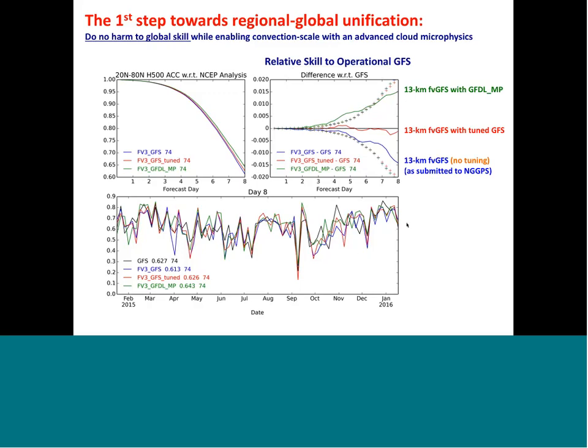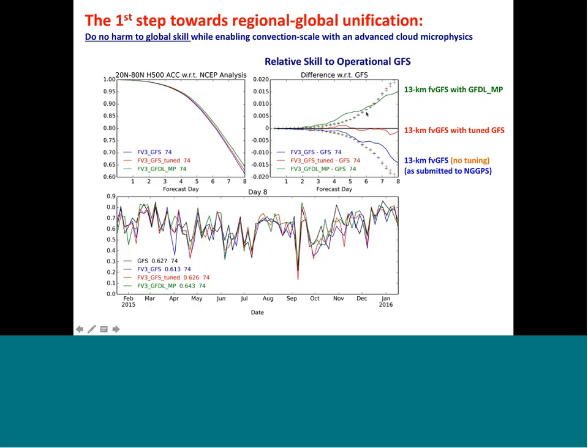To our nice surprise, we not only did not harm it, we actually improved the skill of the global prediction when running the same physics at lower resolution. That's the key: running with a physics that's suitable for 3 or 2 kilometers, but running it at 13 kilometers and still getting better results. So that's the challenge. Here I show you the final 500 millibar anomaly correlation. It is easier to tell by showing the difference versus operational GFS. If you get 0.9, that's operational GFS. Below is worse, above is better. And this line here is the 2 standard deviation, the statistical significance.